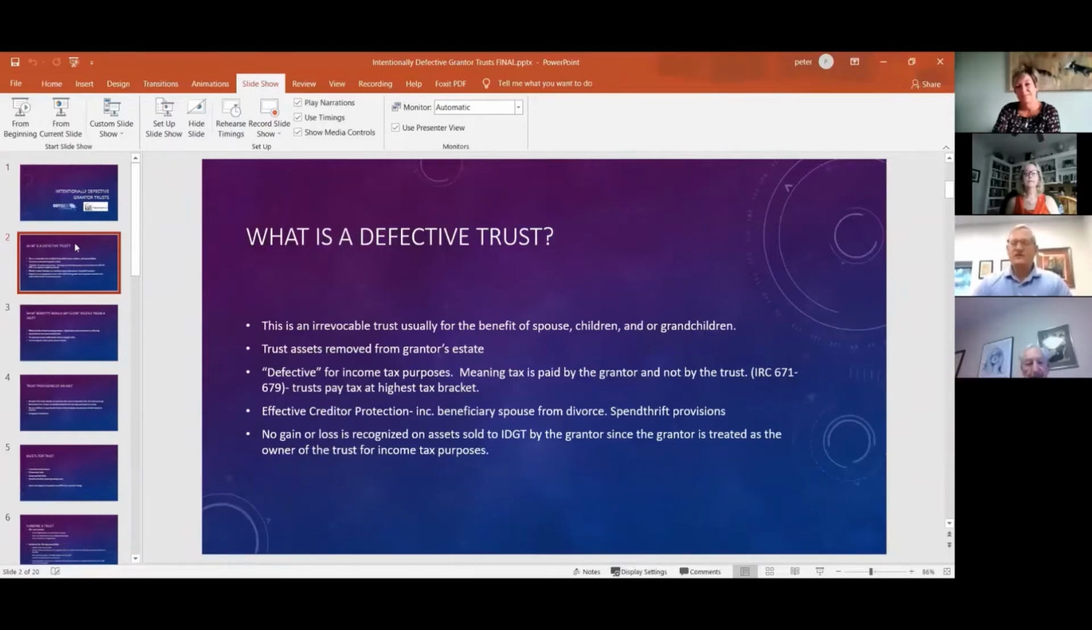So what is a defective trust? What makes it defective? It is an irrevocable trust. It's set up for the benefit of spouse, children, and grandchildren. Those trust assets are outside of the grantor's estate. However, the IRS looks at the trust and the grantor as being one and the same for income tax purposes. And that feature opens up a lot of flexibility for planning for that client.